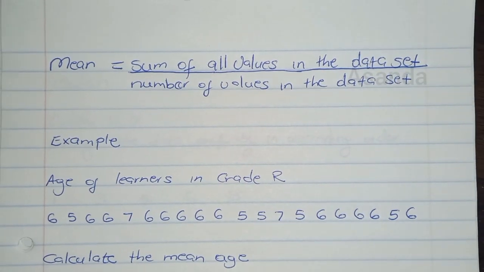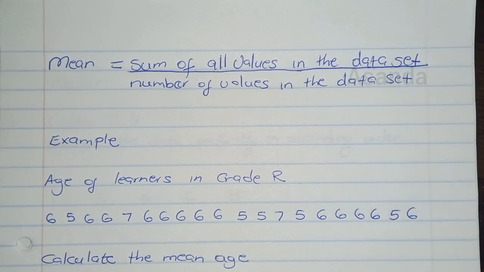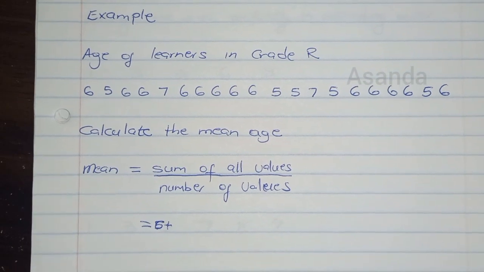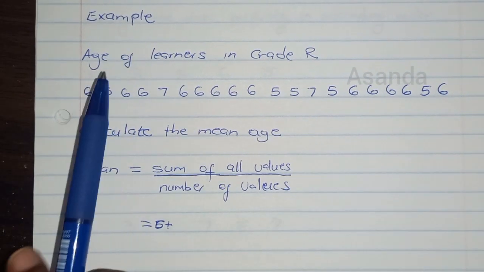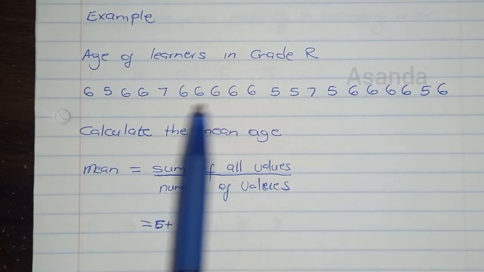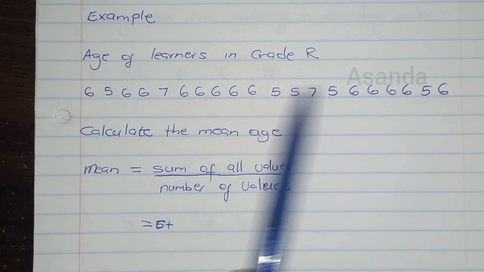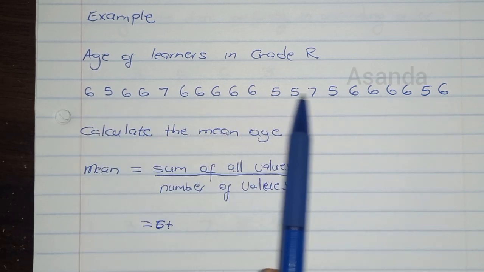First up, we're going to look at the mean, where mean is the sum of all values of the data set divided by the number of values in the data set. Mean is also known as the average. So an example of how we calculate the mean or the average is, let's say we have the ages of the learners in grade R, and they are all listed there for the kids. One is 6, one is 5, one is 6, and so on and so forth.